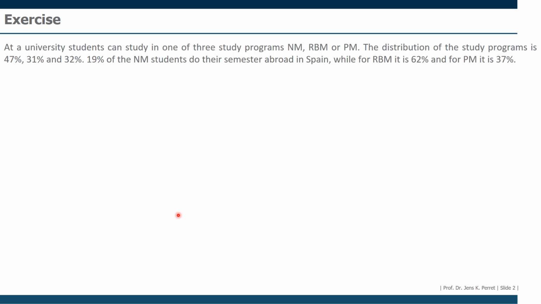Here we have, at the university, students can study in one of three study programs: NM, RBM or PM. The distribution of the study programs is 47%, 31% and 32%. Additionally, we know 19% of the NM students do their semester abroad in Spain, while for RBM students it's 62% and for PM students it's 37%.